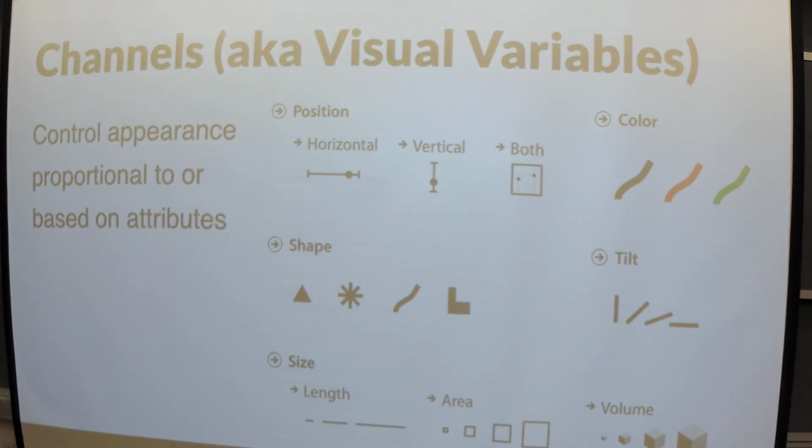So the channels or the visual variables, as I mentioned before, they control the appearance proportionally to or based on attributes. And so the most common ones here are position, where we have horizontal, vertical, or combinations, shape, size, color, tilt, and volume.